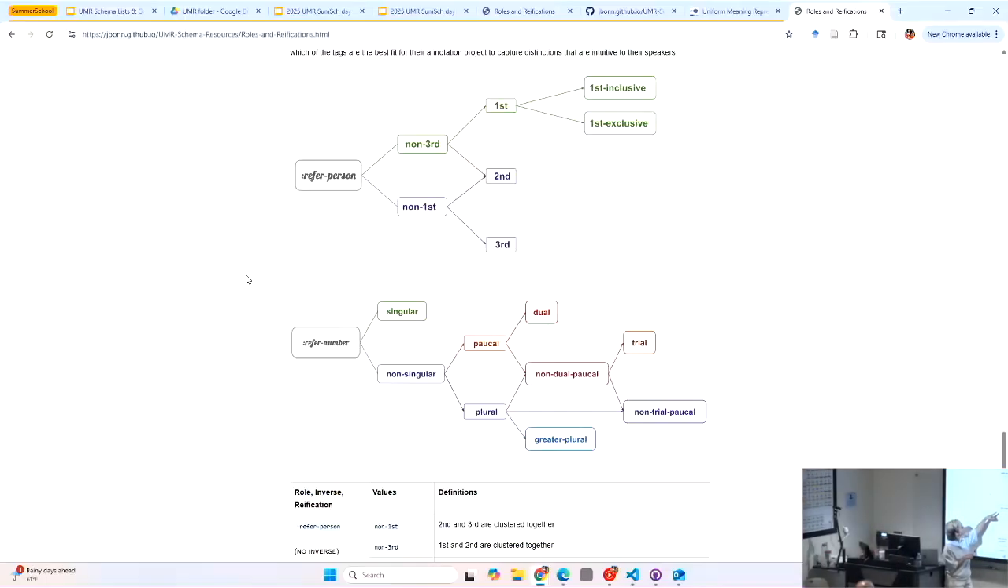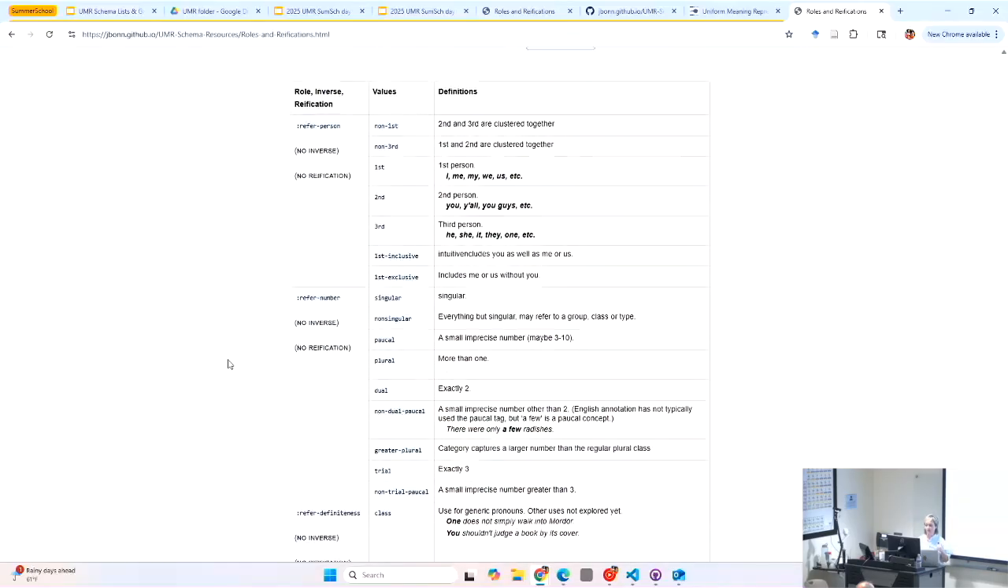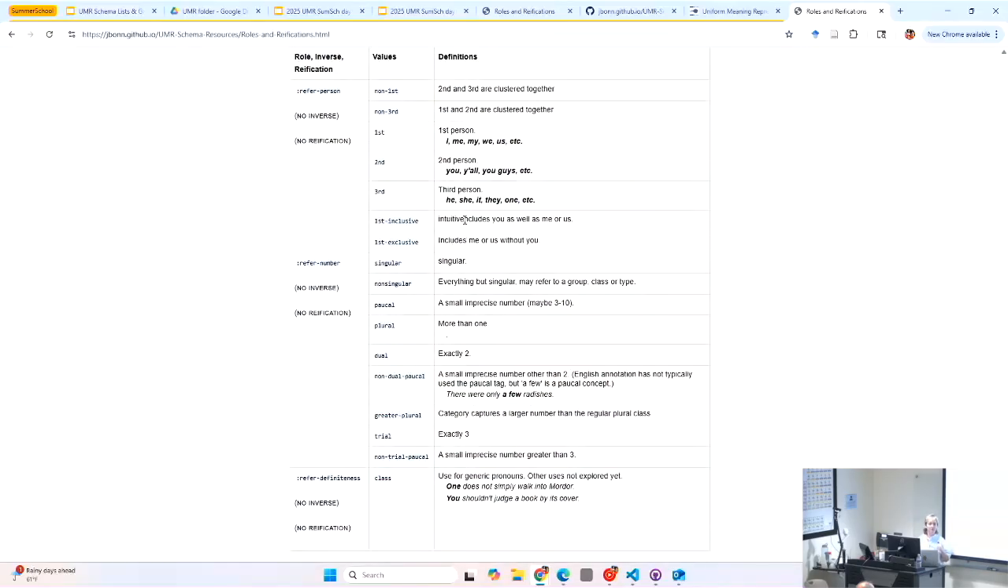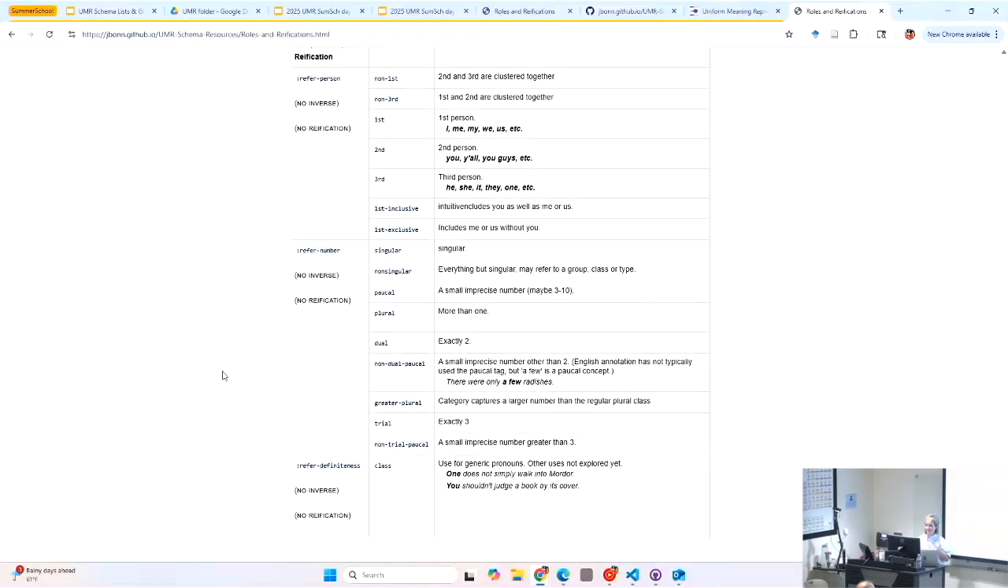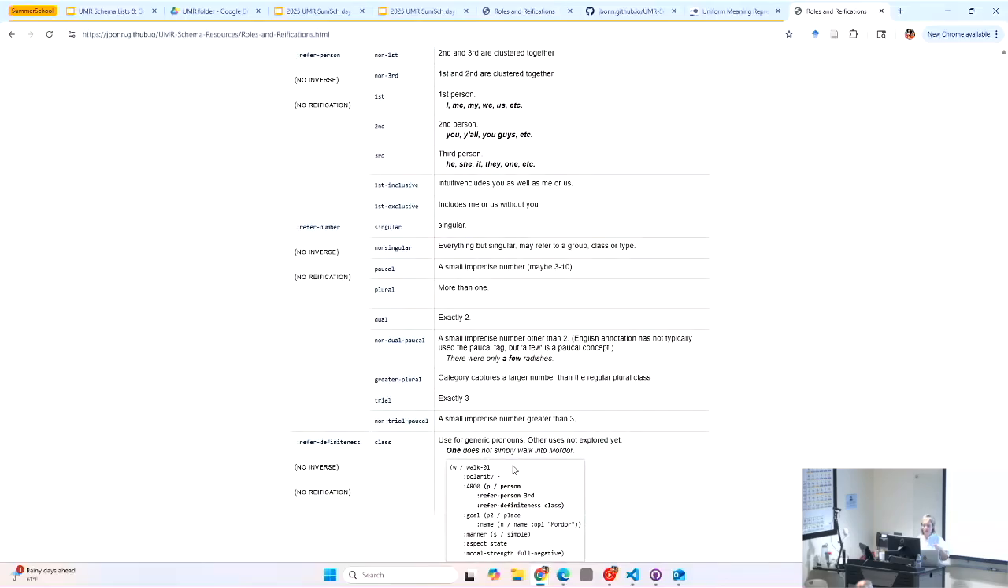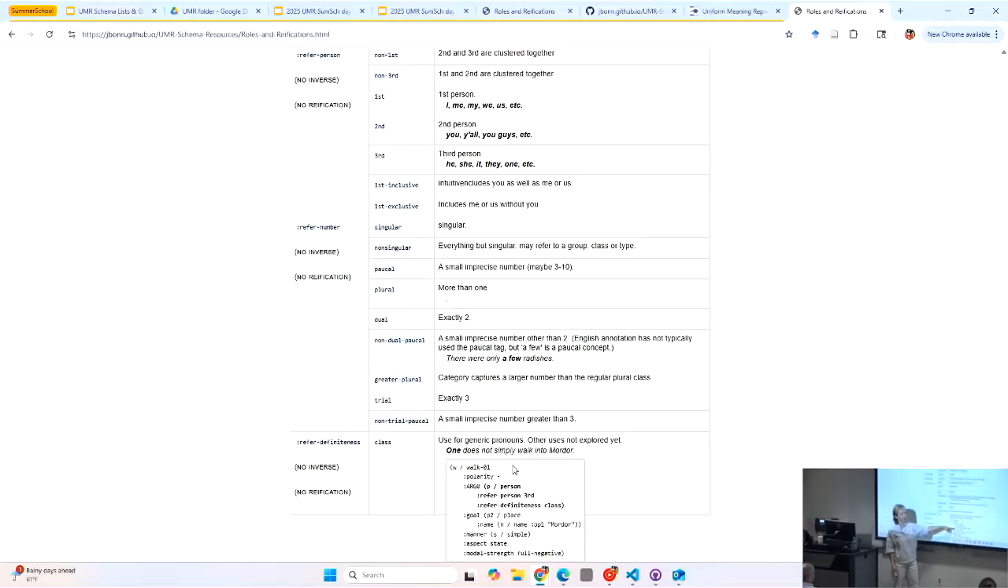The refer number is the same deal, and I have definitions for all of these things down below, although I don't have examples for them because I need examples from other languages. So if anyone is working with languages that have any of these other kinds of number types, send me examples. And then here is an example of the new refer definiteness: "One does not simply walk into Mordor." We decided if you have a generic pronoun like this, you can still mark the person, but it's weird to also mark the number. So don't mark number, just mark the definiteness.